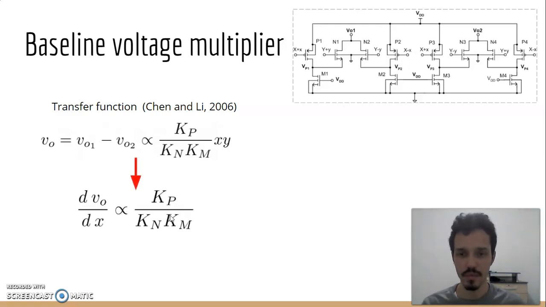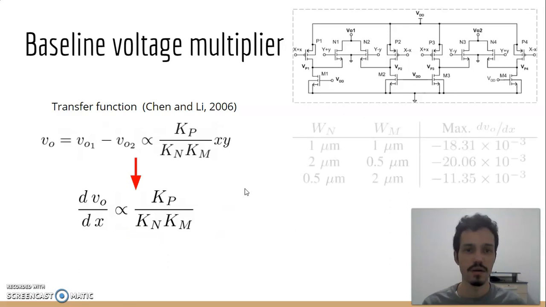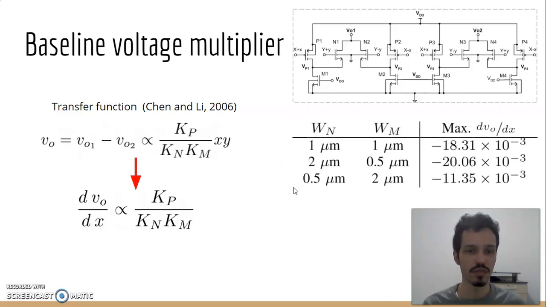Here, we can see that, according to this original transfer function, if we keep Kp constant, the gain should also remain constant as long as the Kn-Km product remains constant. But as the tables here show, in which we keep the Kn-Km product constant, we can see that the maximum slope of the differential output does not remain constant. Therefore, this shows that the original modeling of the circuit is inconsistent, and therefore we do not use it from here forward.